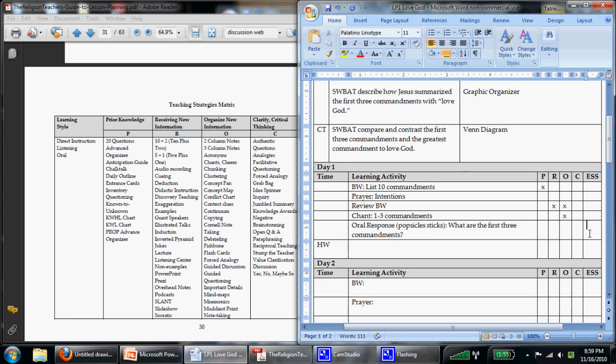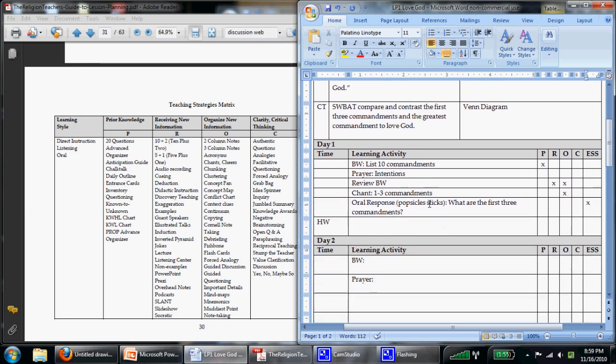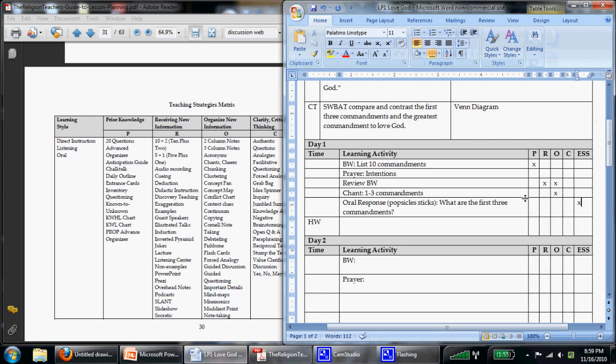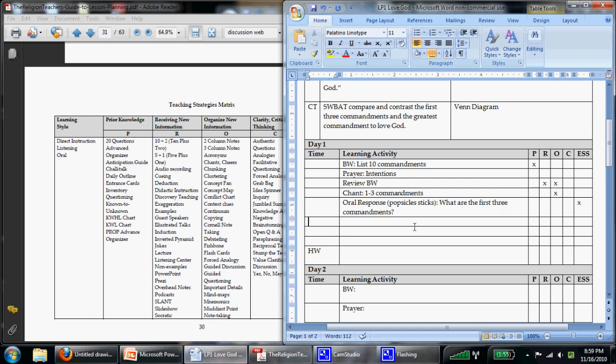This is going to be our assessment. This is the first assessment that we had. Oral response, list the first 3 commandments. So we're going to be checking students at random, and if they can't list those first 3 commandments, we're going to go back and reteach things. So maybe in addition to chanting, we might have them write it out. Add a couple more levels here.